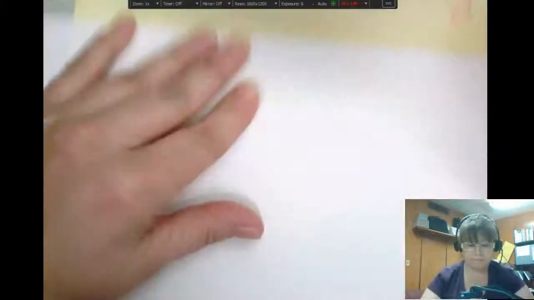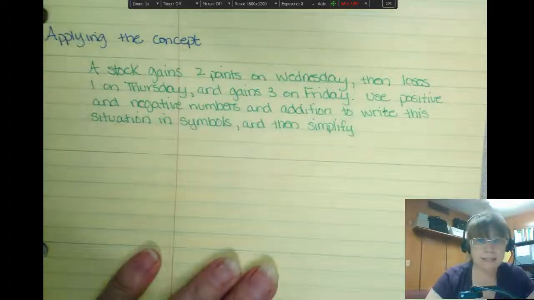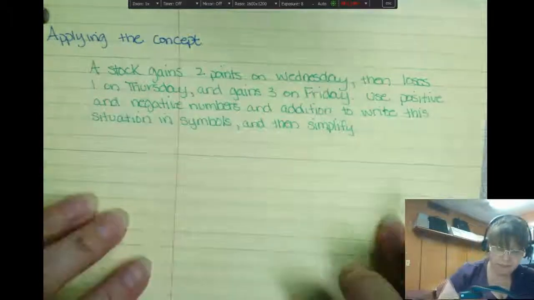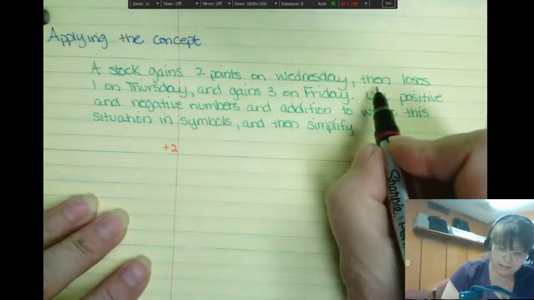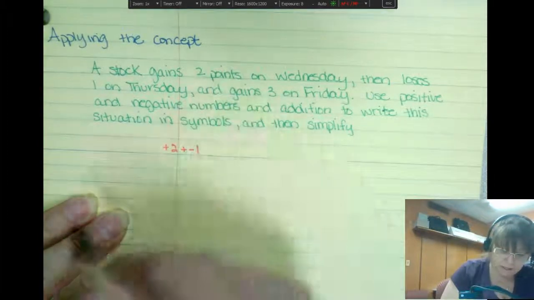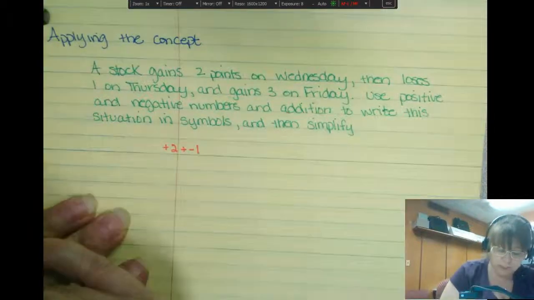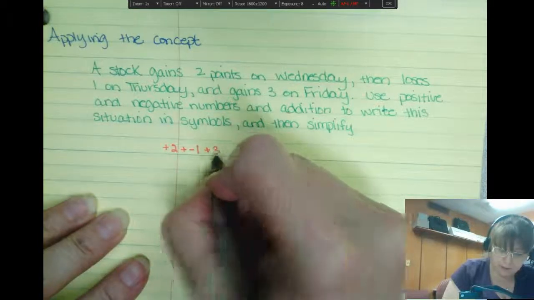Let's try another one. A stock gains 2 points on Wednesday, then loses 1 point on Thursday, and gains 3 on Friday. Let's use positive and negative numbers and addition to write the situation in symbols, and then we'll simplify. So 2 points on Wednesday is a plus 2, then loses 1 point on Thursday, that's a minus 1, and I'm sticking with addition because it told me to stay with addition. So I add a negative 1. And then I add a positive 3 for Friday.